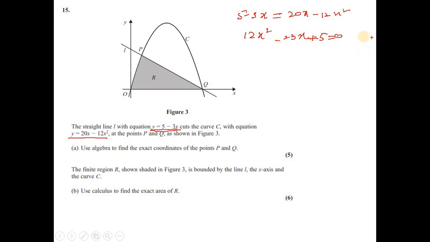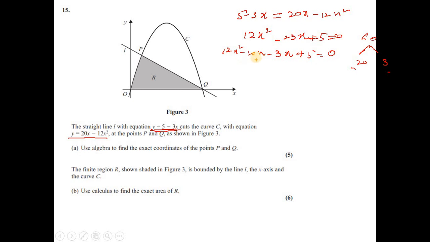So 12 times 5 is 60, and 60 can be broken into 20 and 3 to make minus 23. So minus 20 and minus 3 gives you minus 23. So you can rewrite the whole equation as 12x squared minus 20x minus 3x plus 5 equal to 0.